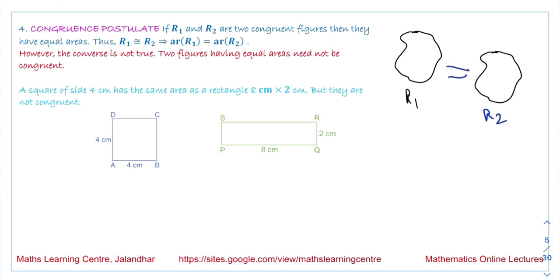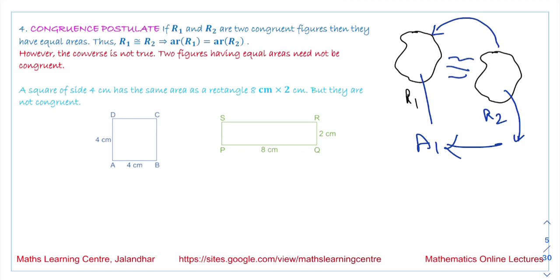Both these regions are congruent to each other, they are identical, meaning if we overlap one region on the other, they will superimpose on each other. Then if this has the area A1, this will also have the area A1. But if two figures have the same area, it is not necessary that they are congruent. We do not use the word identical mathematically, we use the word congruent.